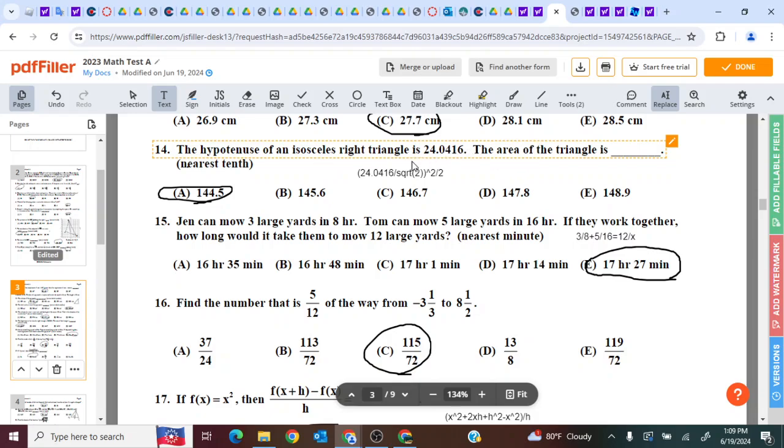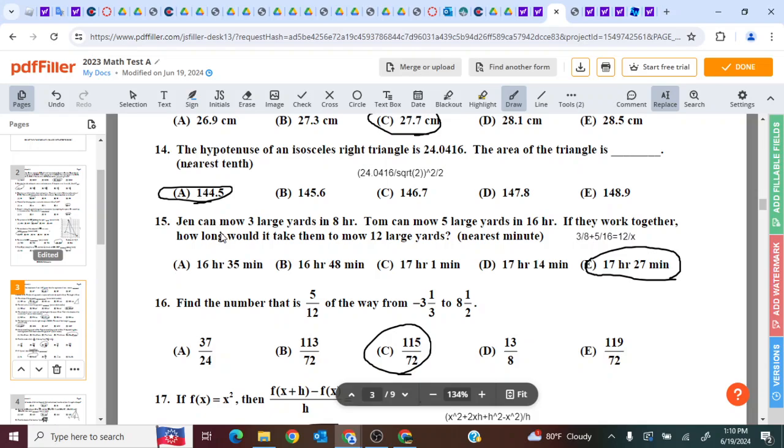What is the area? Well, of an isosceles right triangle, the base multiplied by square root of 2 gets the hypotenuse, because both of the angles are 45 degrees, so you simply divide by that square root of 2 to get the length of one side, and then you square it and divide by 2 because it's a triangle, or it's an isosceles triangle with a right angle. And then if you do that, you get 144.5.